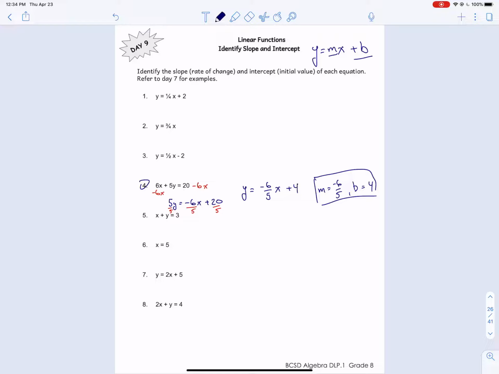Number 6, remember this is a vertical line, so there is no slope. Or you could just say m is undefined. And there is no y-intercept. It's not b equals 0. No y-intercept. So it's going to be a line at x equals 5, just a vertical line like that. So you can see it never crosses the y-axis.